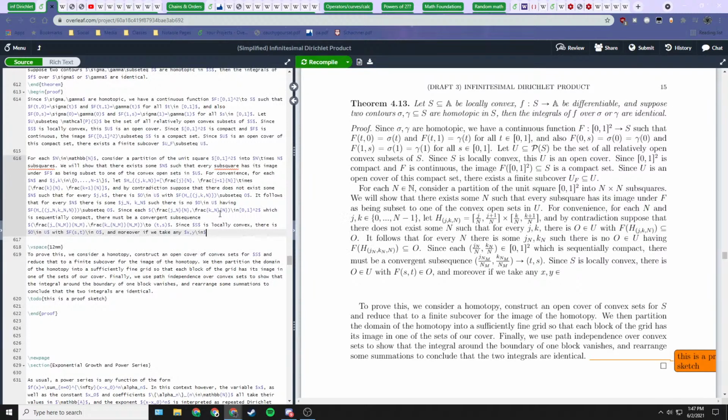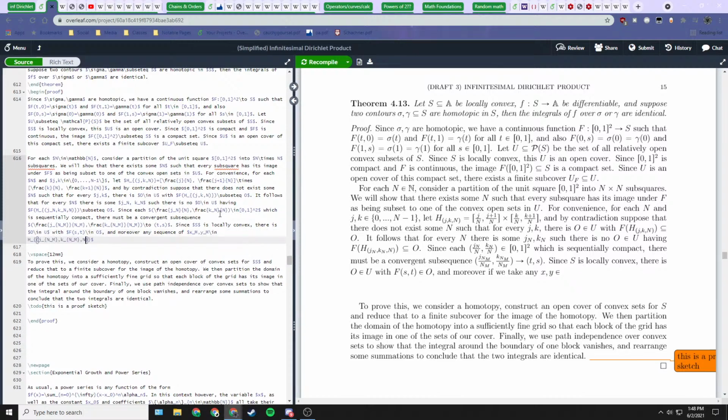with all of these points converging to (s, t). Since S is locally convex, there's an O in U with f of (s, t) in O. And moreover, if we take any sequence of, let's say, x sub m, y sub m in this tile H sub j sub n sub m, k sub n sub m, and n sub m, we must have x sub m and y sub m going to this point (s, t).